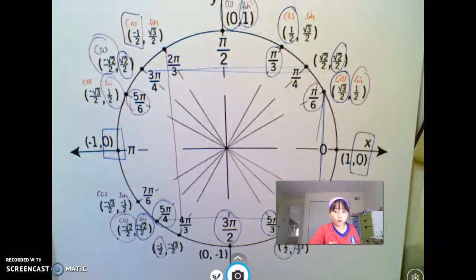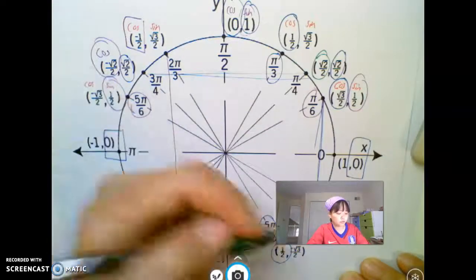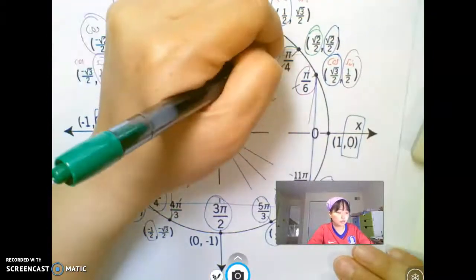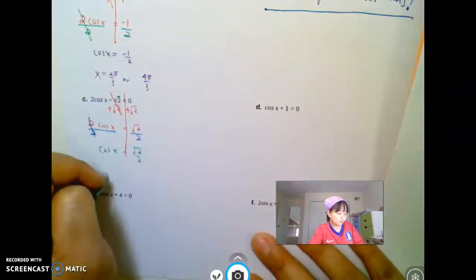Root 2 over 2. Where is root 2 over 2? Here's root 2 over 2. We need one more root 2 over 2. Here's root 2 over 2. So always look for 2 solutions. So it's either pi over 4 or 7 pi over 4.